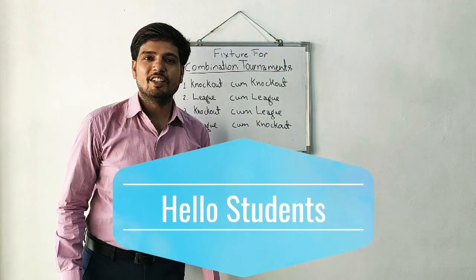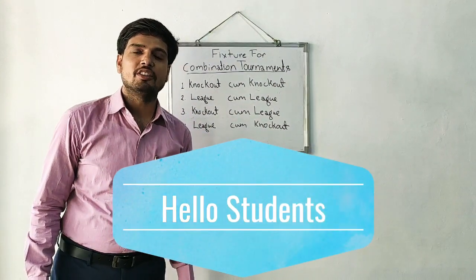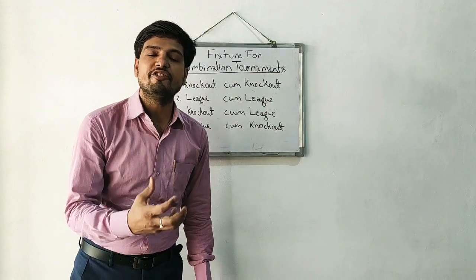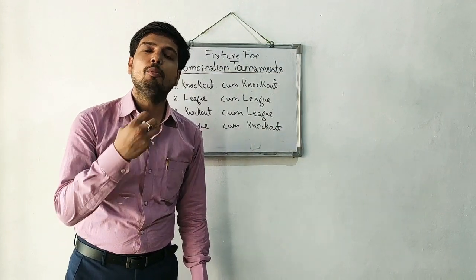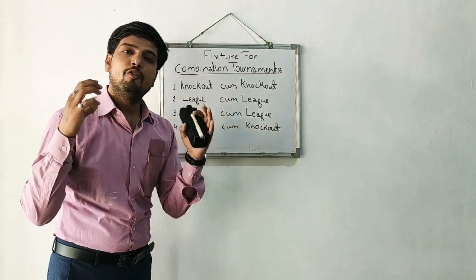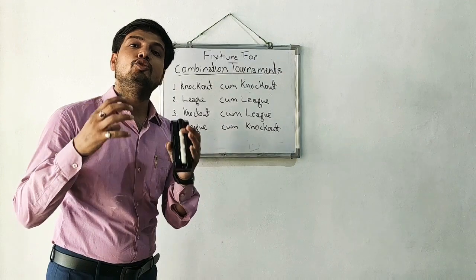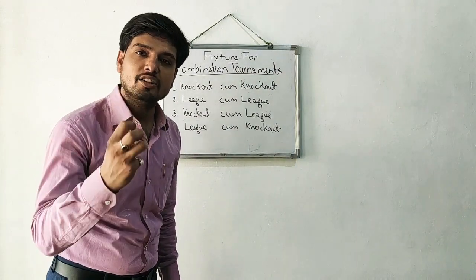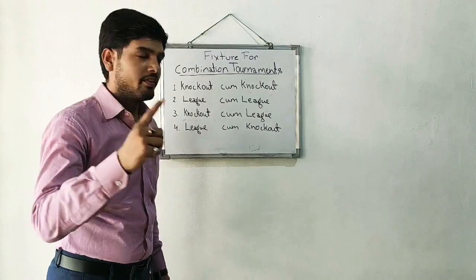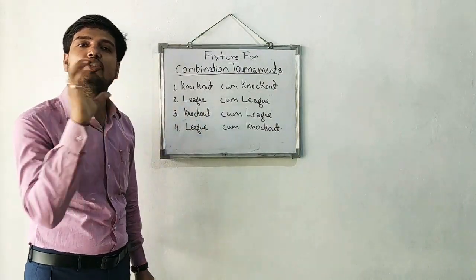Hello students, we are continuing the video series of planning in sports, and in today's video I will tell you about how to make a fixture for a combination tournament. As you all know, a combination tournament means when two different methods of tournament are used for conducting one competition, then it's called a combination tournament.